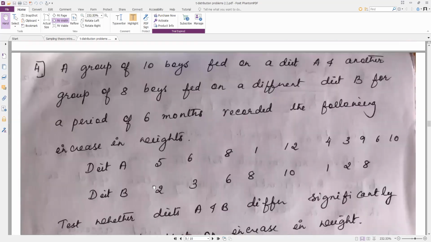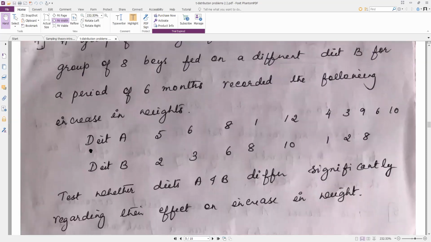Okay. Next, a group of 10 boys fed on a diet A and another group of 8 boys fed on a different diet B for a period of 6 months. Recorded the following increase in weight.